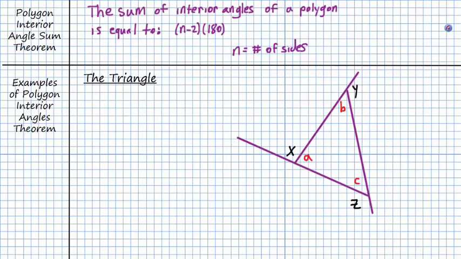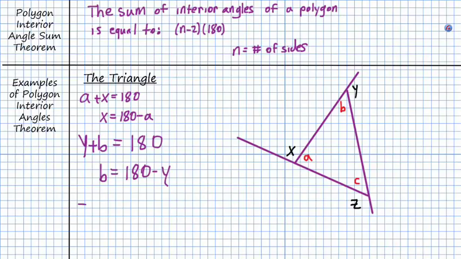Alright, so now we can actually use some of these theorems to say some things. First off, we can say that A plus x is equal to 180. So if I'm given an A value, then to find x, I would say x is equal to 180 minus A. Additionally, this same thing will hold for y and B. And similarly, this will hold for z and C.